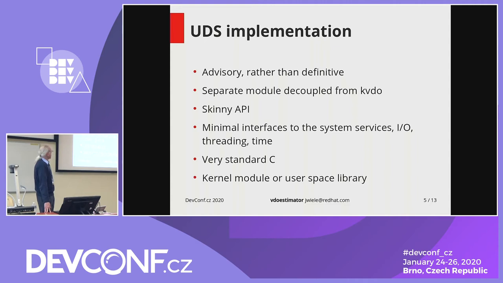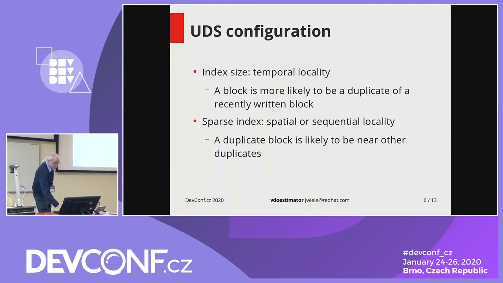The very mathematical part in the middle is written in very standard C. It's very portable, very standard, vanilla C. The bottom line, literally, is that with very minor changes, it can be built either as a kernel module or as a user space library. And of course, that's what we're going to exploit in a moment.